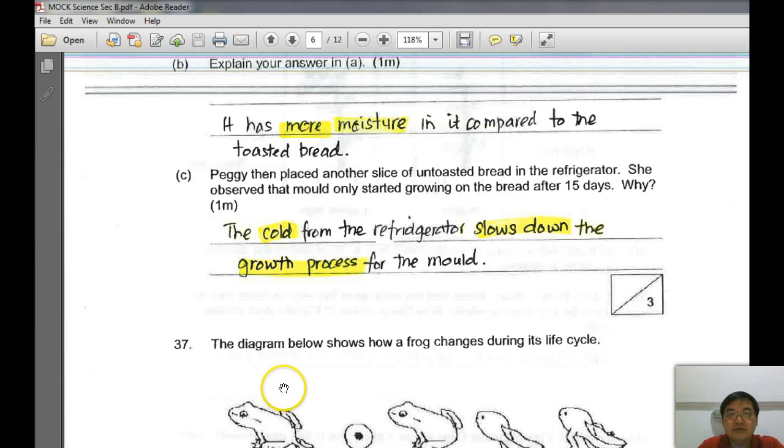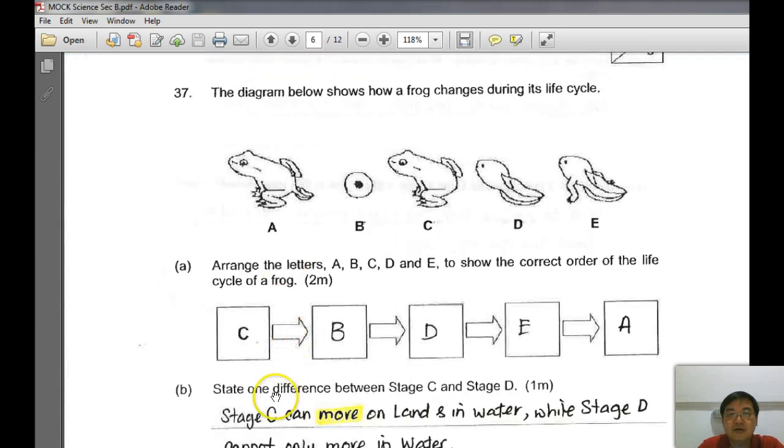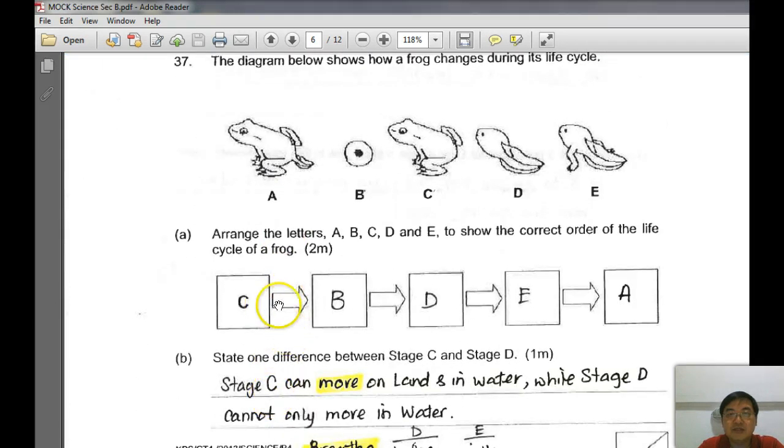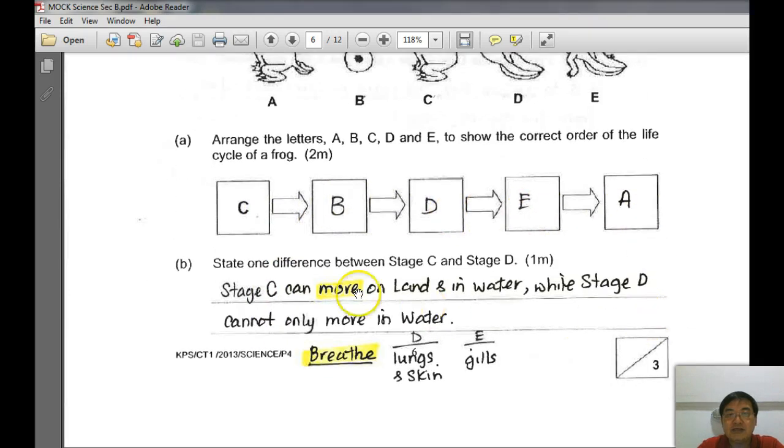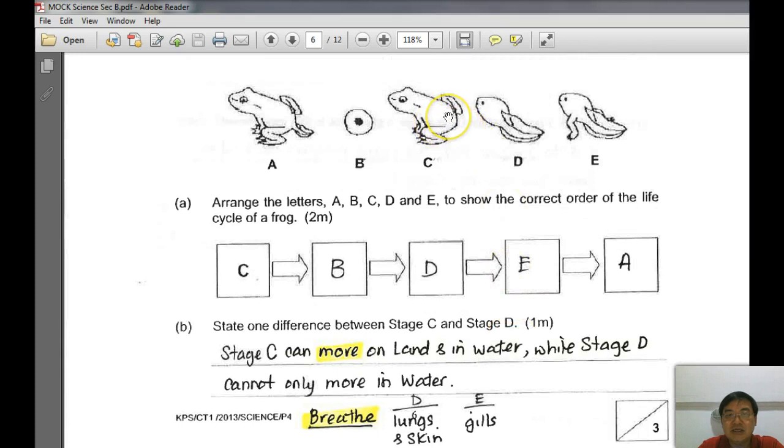Okay, let us continue. Take a look at the frog. The sequence will be C, B, D, E, A, and state one difference between stage C and stage D. Obviously D is found in the water, while C can live on both land and in water.